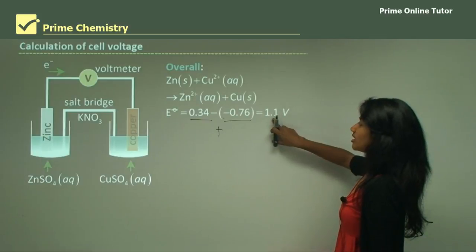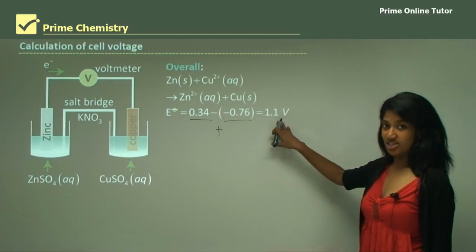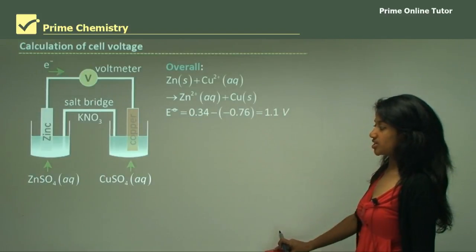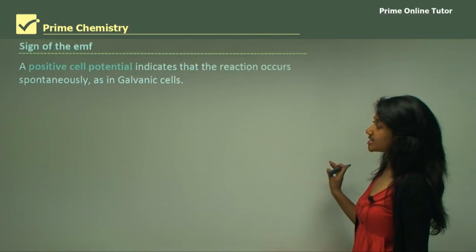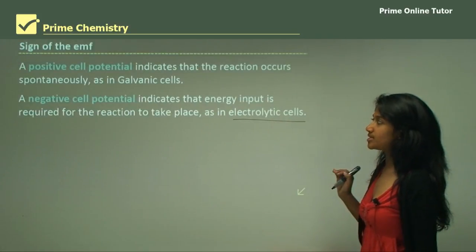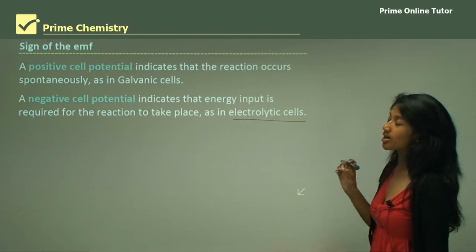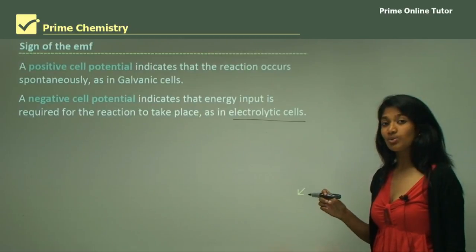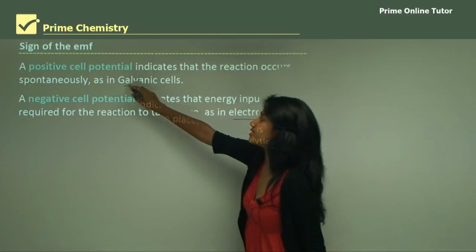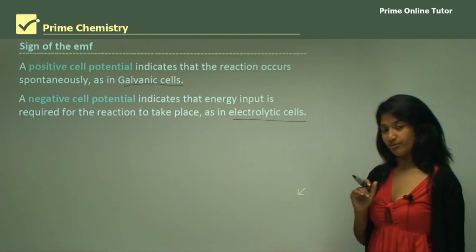Now note that the sum is a positive number. However, it may not be positive in some cases, and these cases are called electrolytic cells. A positive cell potential indicates that the reaction occurs spontaneously. That means without any energy input, it happens. And that happens in galvanic cells, which we were learning before.